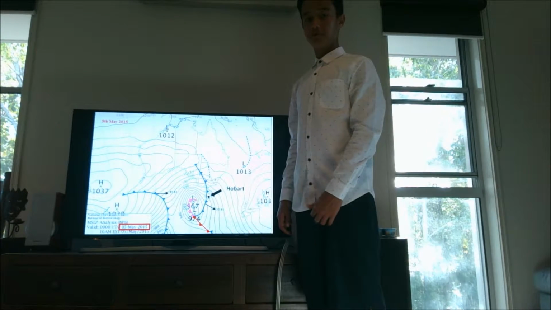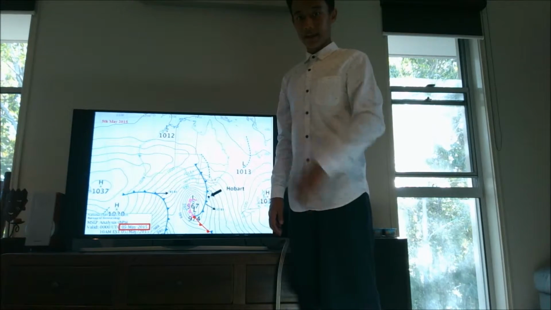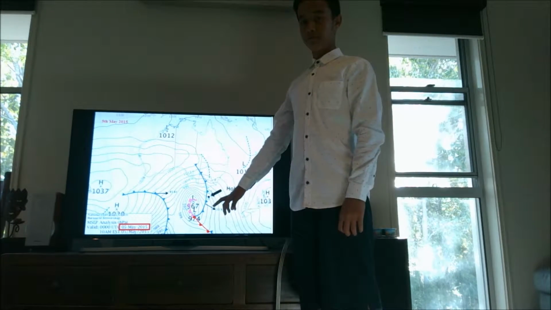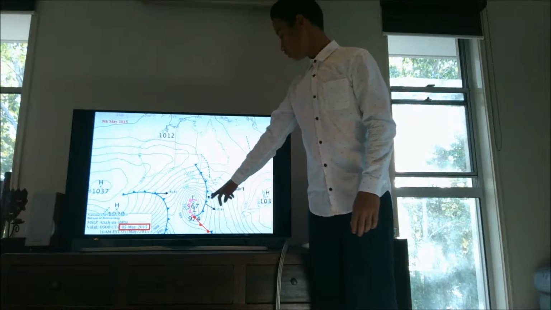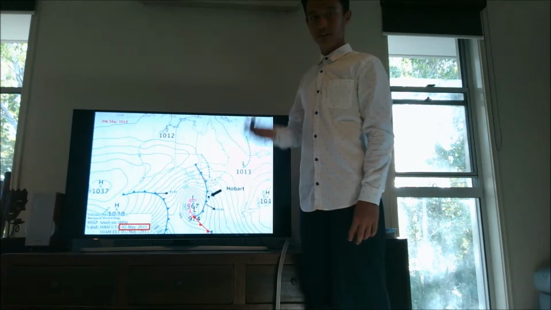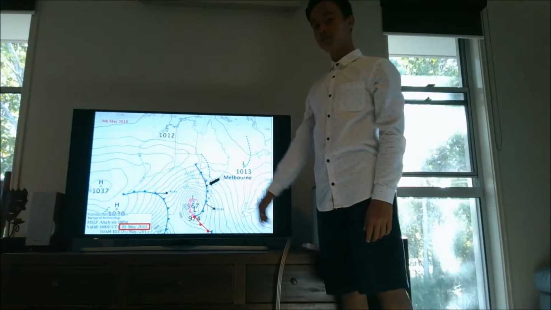The isobars were close together, which brought strong westerly wind. Due to the low pressure system, the average temperature and the approaching cold front, you deal with cold wind and chilly air. Move on to Melbourne.